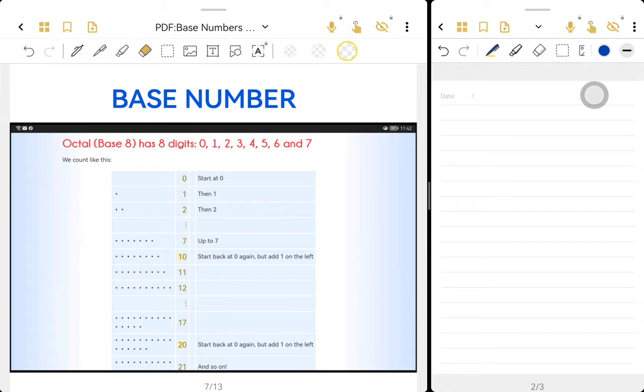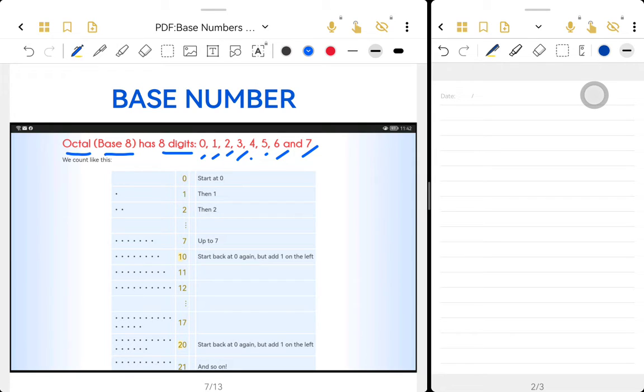Today we are going to study about base number with the base of 8. Okay, that is called octal. Octal means base of 8. Therefore, it has 8 digits. Namely, we have 0, 1, 2, 3, 4, 5, 6, 7.